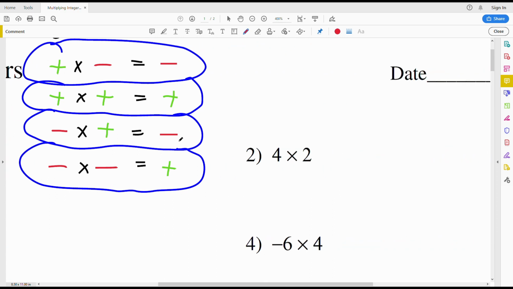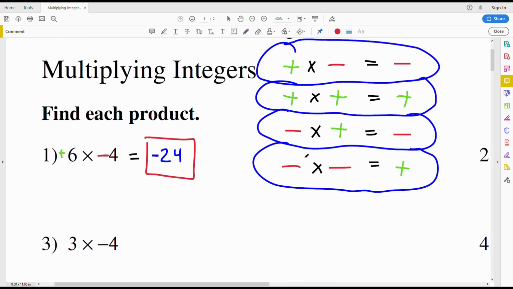Number 2, positive times a positive, that's going to be a positive. And 4 times 2, we know, is 8. So positive 8 is our solution in number 2. In number 3, we have 3 times negative 4, a positive times a negative, that's going to result in a negative.